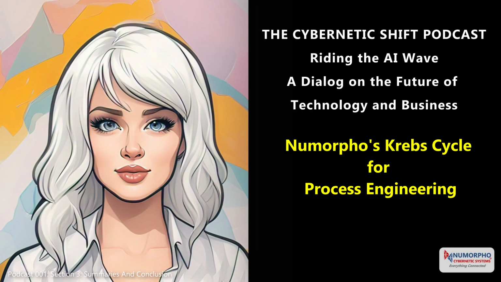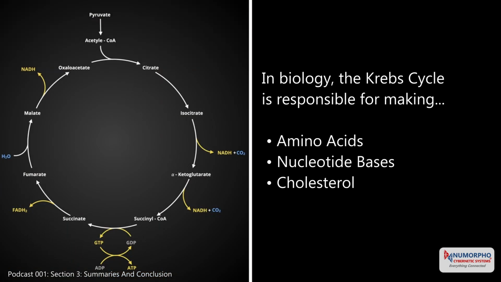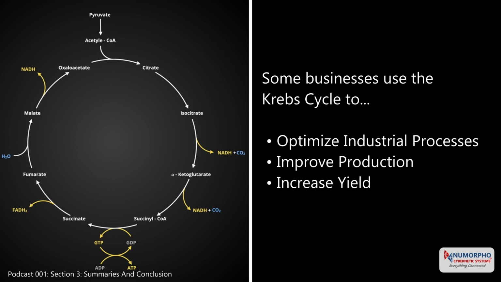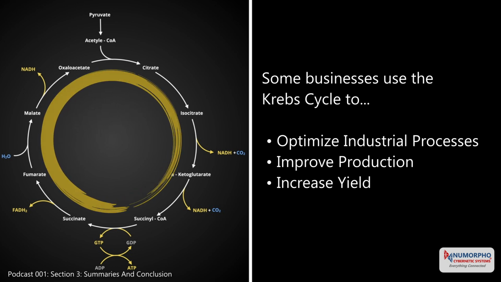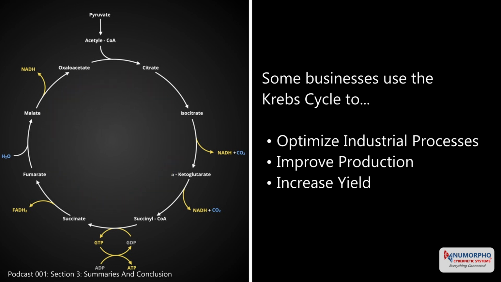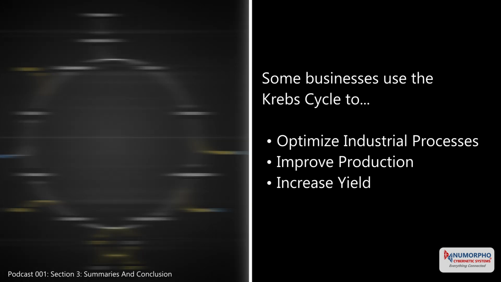Numorpho's Krebs cycle for process engineering. The Krebs cycle in biology is central to the metabolic process required to make molecules like amino acids, nucleotide bases, and cholesterol. Many companies are using this metabolic engineering principle to optimize industrial processes and improve the production of chemicals, fuels, and other products. This often involves manipulating processes to increase the yield or efficiency of the desired product, but the specific pathways used may vary depending on the application.